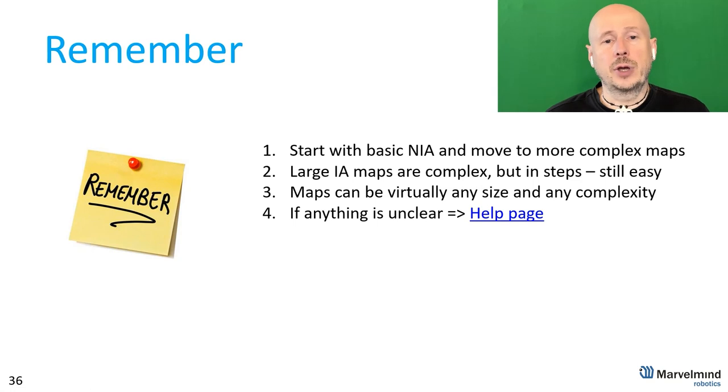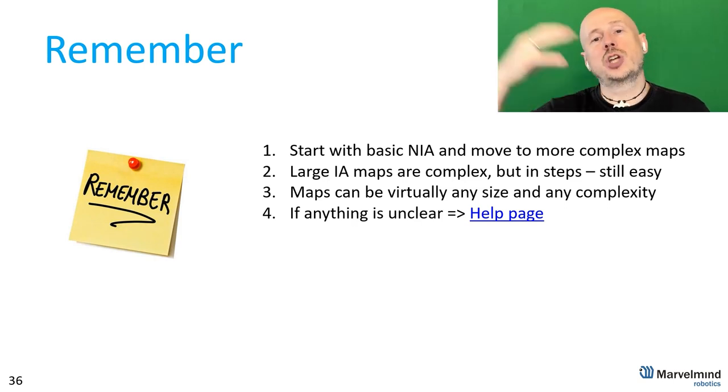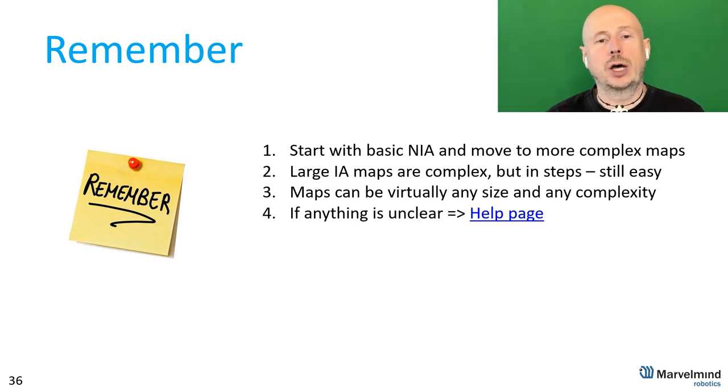So as a summary, start with non-inverse architecture. It's a very simple one. It's difficult to make mistakes. Start with it and increase the complexity one step at a time, for example from non-inverse architecture to inverse architecture. This way, you can build even huge inverse architecture maps consisting of multiple submaps, but don't jump to the end. Increase one by one.